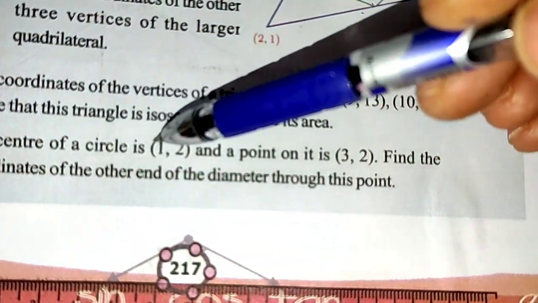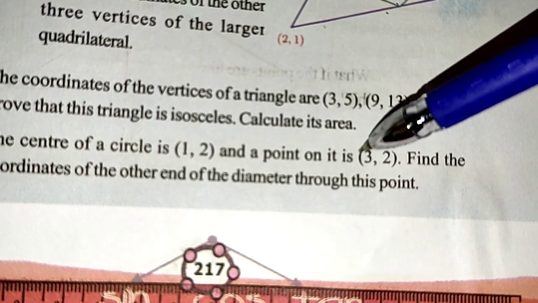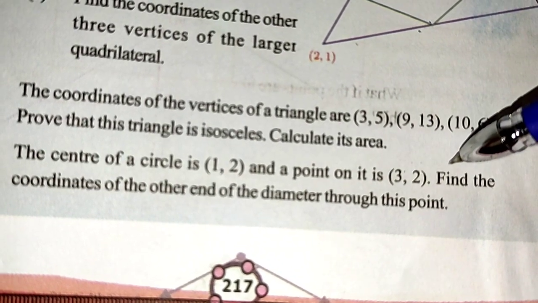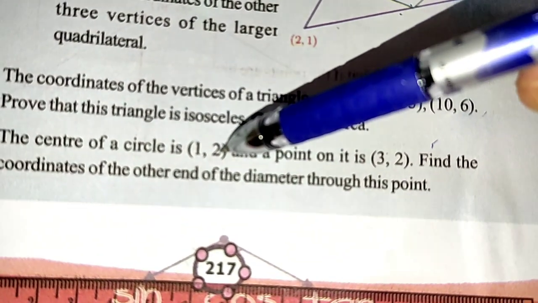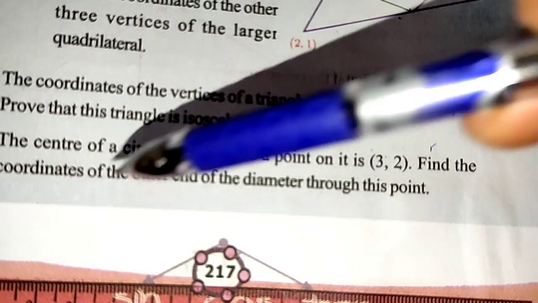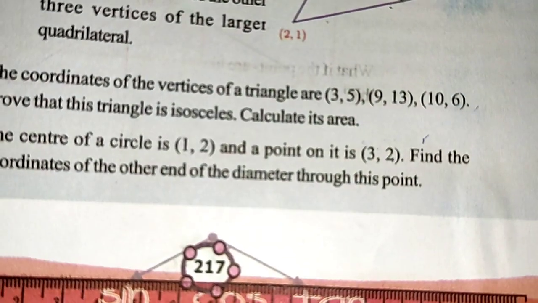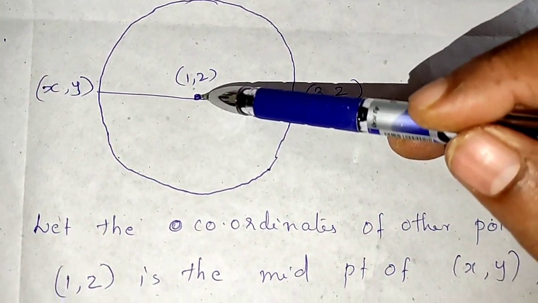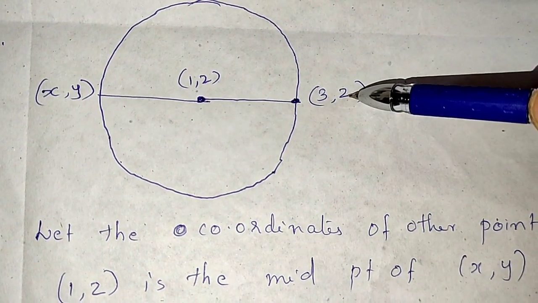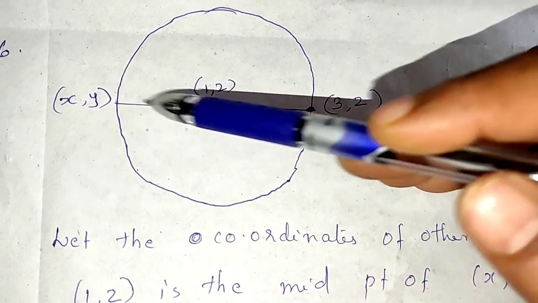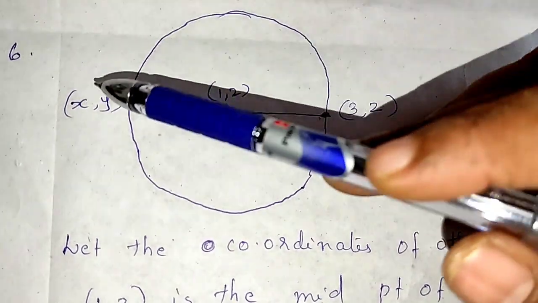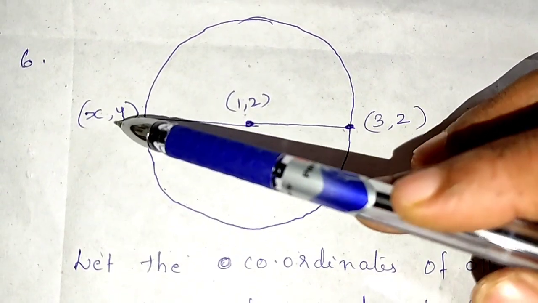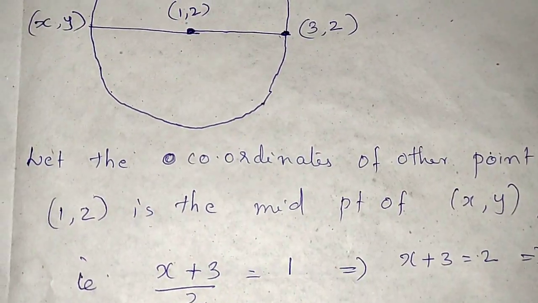Next: the center of a circle is (1, 2) and a point on it is (3, 2). Find the coordinates of the other end of the diameter through this point. Okay, we have the center of the circle and a point on the circle. We need to find out the other end of the diameter. See, this is our circle with the center (1, 2) and a point on it is (3, 2). So let the coordinates of the other end of the diameter be (x, y).